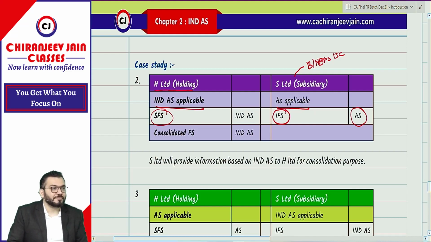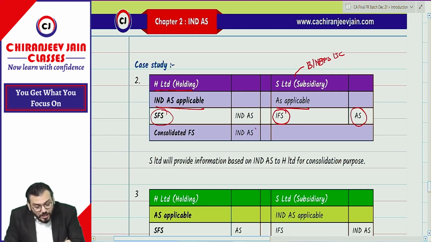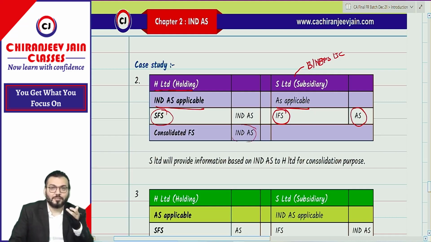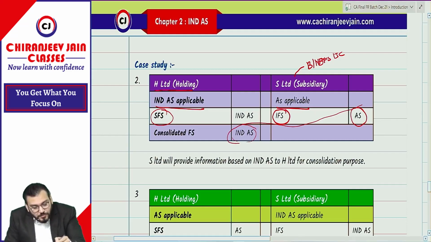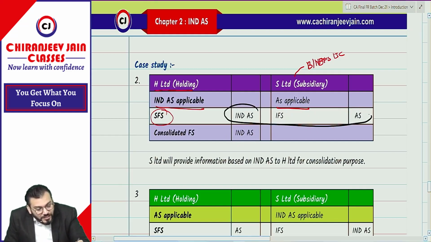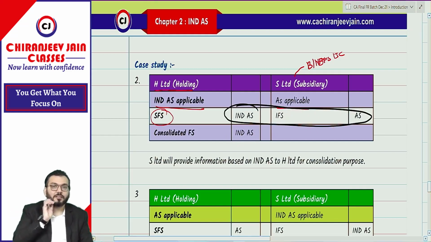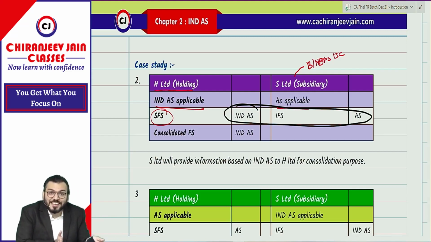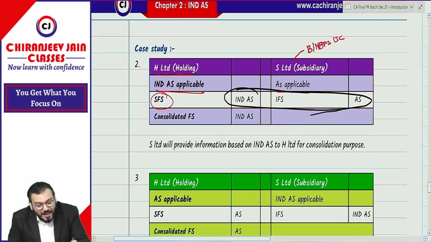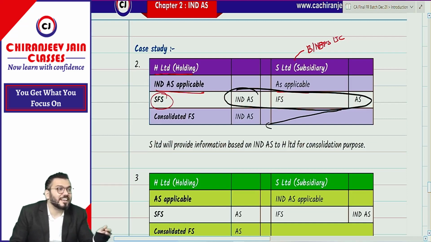So for IFS, AS is applicable. Now your doubt: how to prepare this consolidated financial statement? Can we combine these two? Sorry, not this. Can we combine these two to prepare the consolidated financial statement? Yes or no? No. So what will S Limited do? S Limited should provide information to the parent company based on Ind AS adjusted numbers.